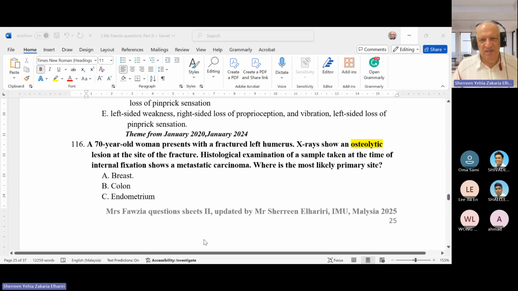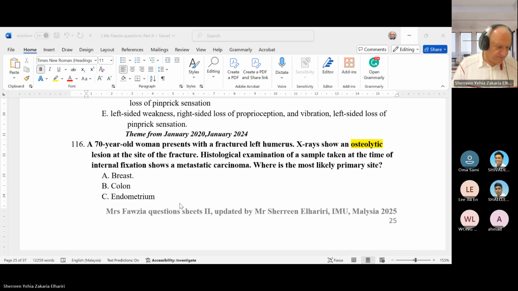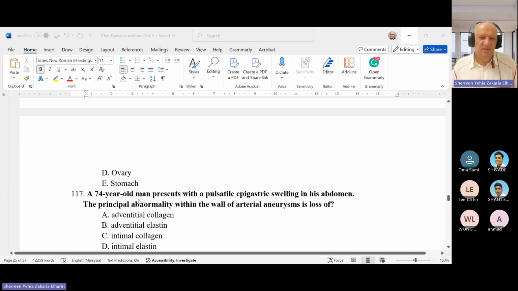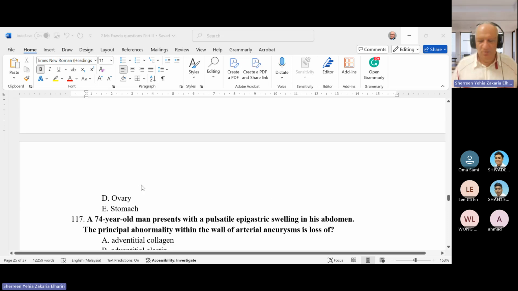So which one of these tumors can cause bone secondaries? Anyone? Breast. Okay. Because breast is common in females, breast is common to have bone secondaries. Colon can give liver secondaries, endometrium lymph node, ovary can be lymph node, stomach lymph node, but not go to the bone. So usually the characteristic bone secondaries is breast.